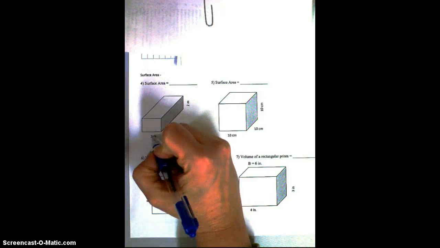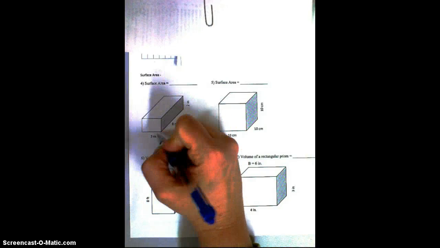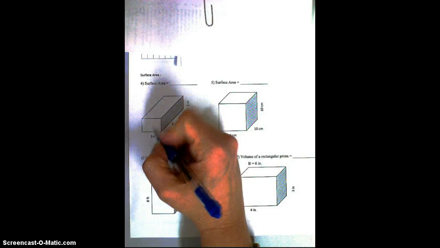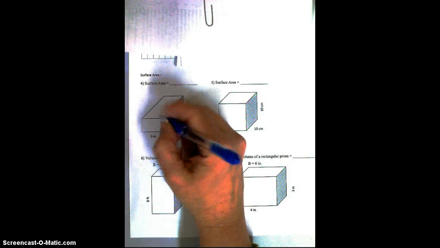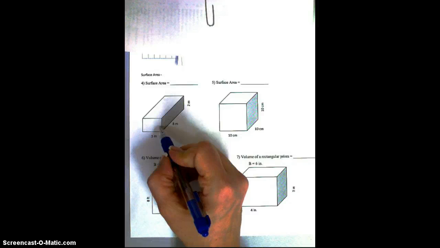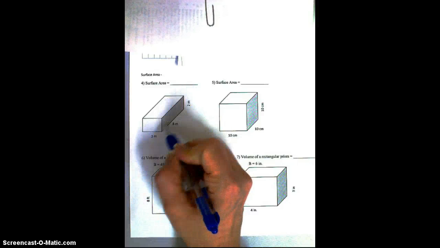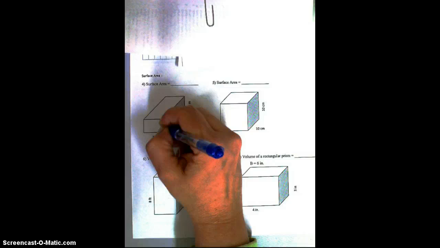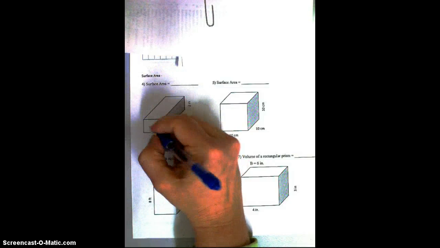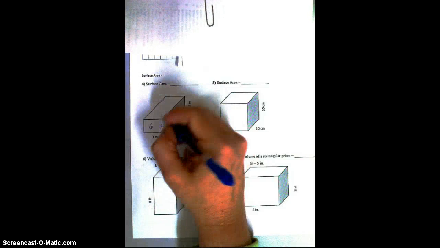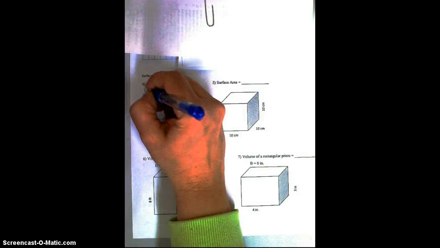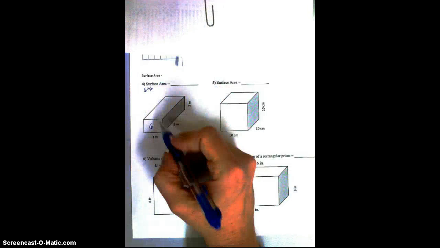So let's figure out our front and our back right now. If this is 3, then we need to figure out how tall it is. There's no number there, but we can figure it out by looking here. If this is 2 meters, this also is 2. So 3 times 2 is 6, and we've got a back, so we've got 6 plus 6 to start. And then we can do this side.